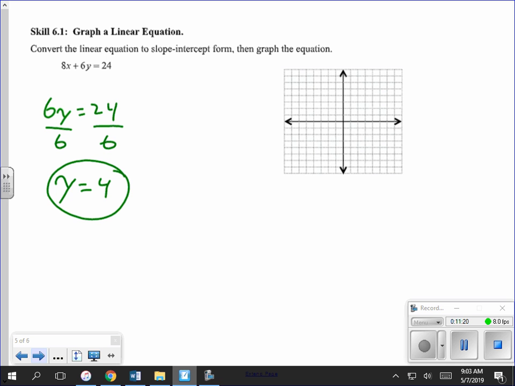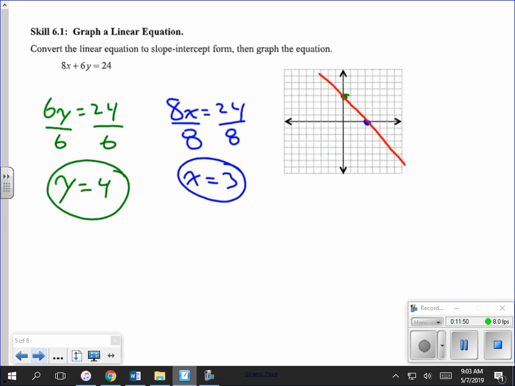That's my y-intercept. Go 1, 2, 3, 4 spots on the y-axis. For the second one, the x-intercept, let y equal 0. I get 8x equals 24. Divide by 8. X equals 3. That's my x-intercept. 1, 2, 3 on the x-axis. And my line passes through those 2 points. And that is that.